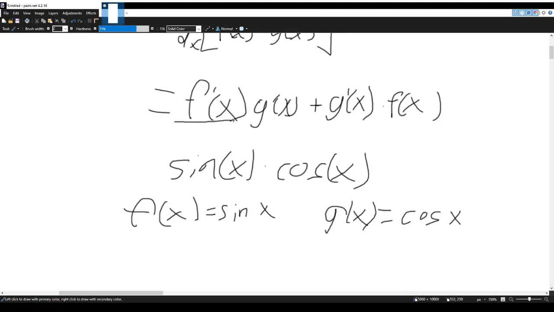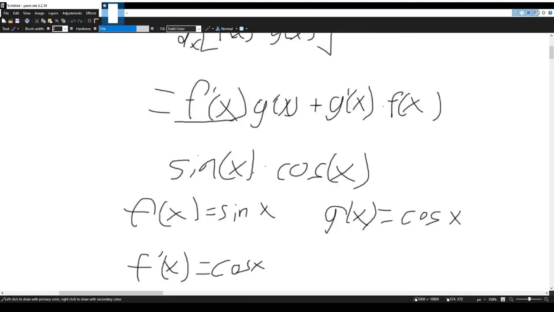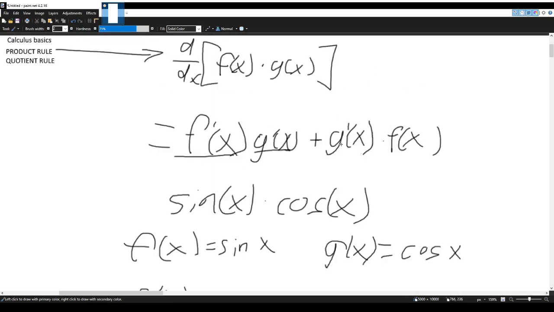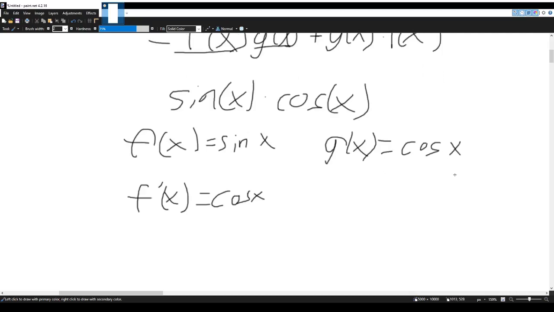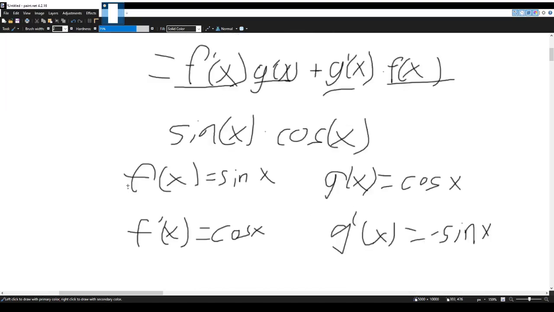So what four things do we need? We need the derivative of f. So what's the derivative of sine? Sine goes to cosine. That's from the last video, if you want to see how that works. You basically just memorize it though, to be honest with you. And we need g of x, which we already have. And then we need g prime. Cosine goes to negative sine. G prime of x is negative sine x. And then we need f, which we already have. Okay, so now we're ready.